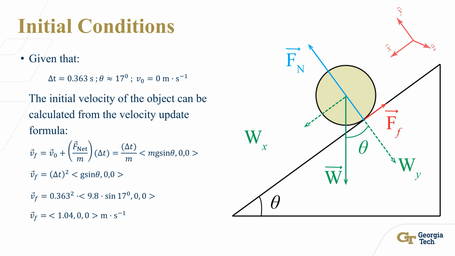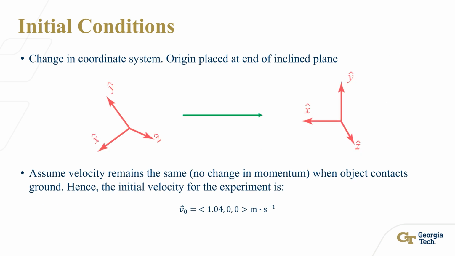When the marble reaches the bottom of the incline, there is a change in the coordinate system. The origin is placed at the end of the incline plane, and the positive x-coordinates are in the same direction as the direction of motion. We assume that the velocity remains the same and that there is no change in momentum when the object contacts the ground, as the initial velocity for the experiment is as shown.